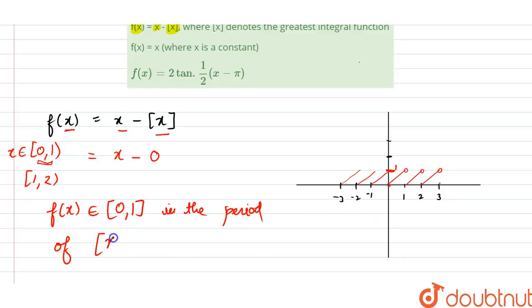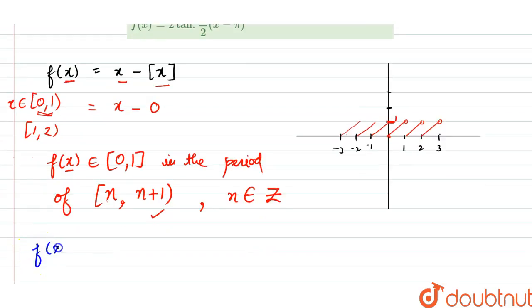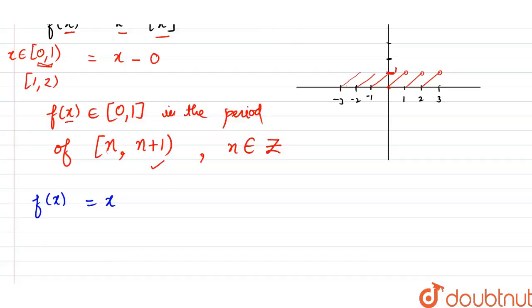That is, if there is an integer n and we take another integer, that will be n plus 1. So the function is attaining its values 0 to 1 in the interval n to n plus 1, where n belongs to the integers. So function number 1 is periodic. Now let's check f of x is equals to x. So the function f of x is equals to x, we know its graph. Let's draw the graph for the same.